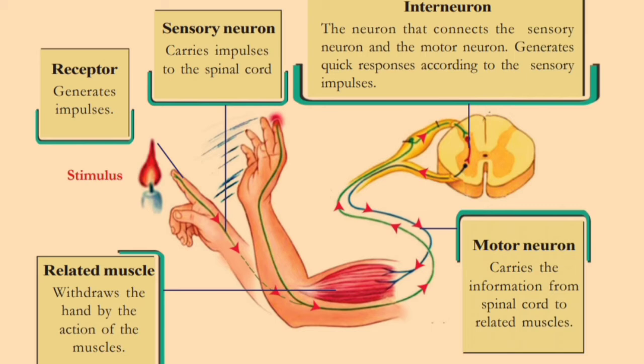Then motor neuron. Motor neuron carries the information from the spinal cord to related muscles.